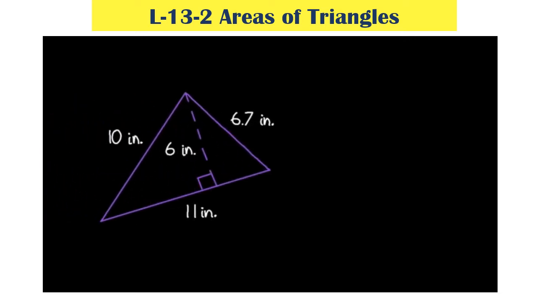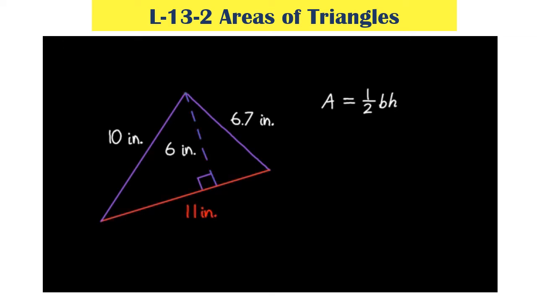Let's find the area of this triangle. We can use the formula area equals 1/2 times base times height. Before we can find the area, we need to know the measure of the base and the measure of the height of the triangle. Any side of the triangle can be its base, but you need the corresponding height. The height is the perpendicular distance from the opposite vertex to its base.